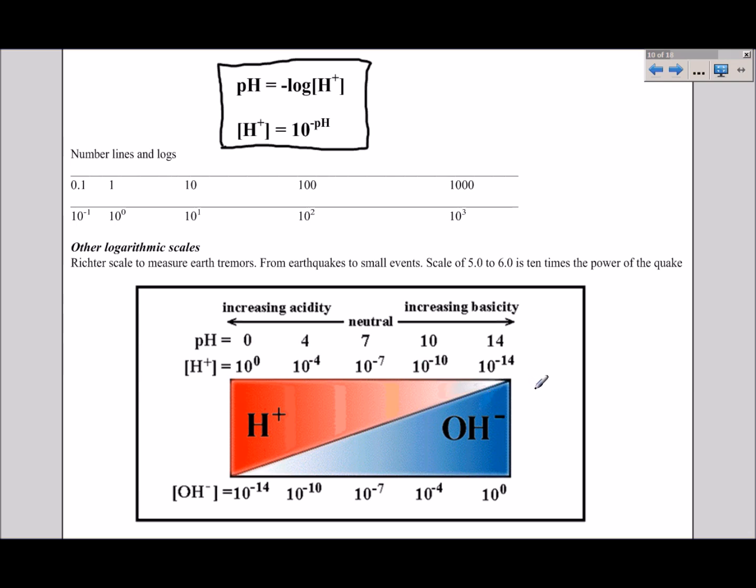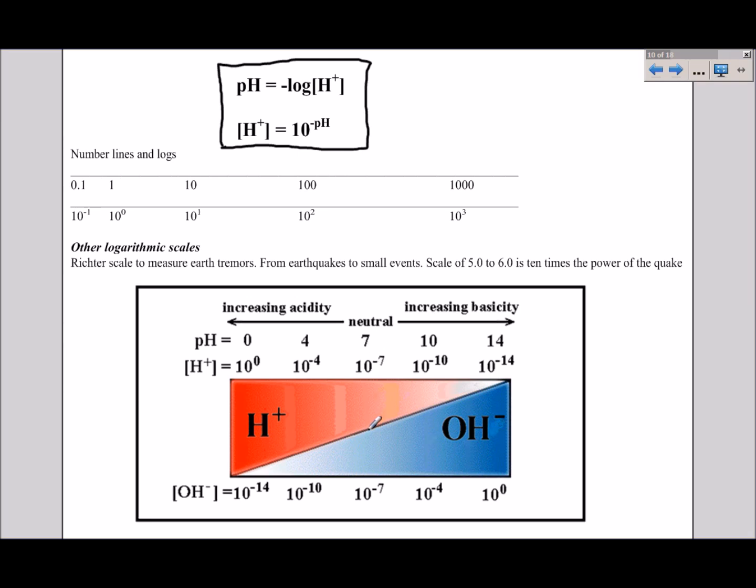Now, the thought of there being H plus in the solution no matter what may not be something that you've thought of before. And it's really important to think of solutions as having both H plus and OH minus in the solution. What we have when we have an acid is we have a large concentration of H plus. And when we have a base, we have a small concentration of H plus, which in turn means that we're going to have a large concentration of hydroxide.